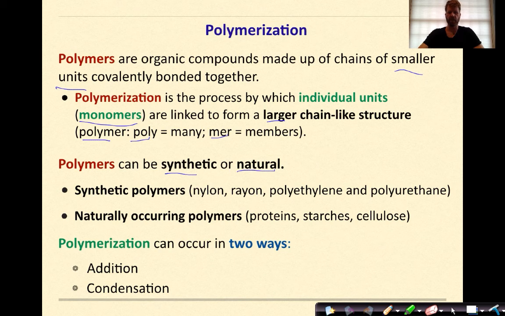Examples of synthetic polymers include nylon, rayon, polyethylene, and polyurethane. Naturally occurring polymers include proteins, starches, and cellulose. Polymerization can occur in two ways: addition polymerization and condensation polymerization.